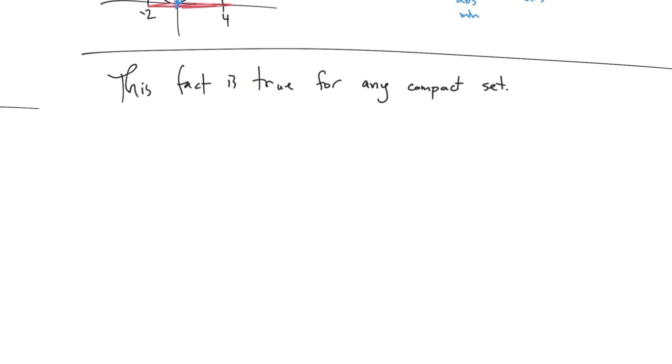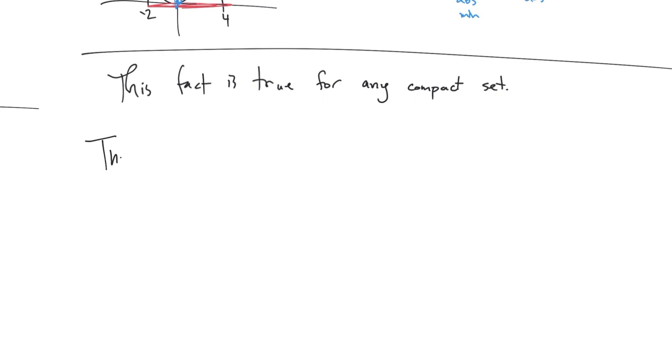It has to do with sequences. You remember? Folks back home want to shout it out? I don't know if they can hear me. Anyone remember? Compact means that if you have a sequence in the set, then it has a convergent subsequence which converges to a limit which is also in the set. All right. But anyway, this fact is true for any compact set.